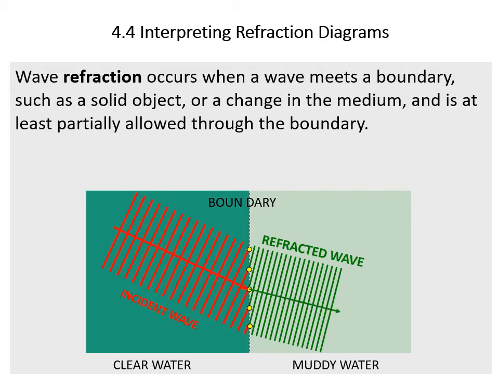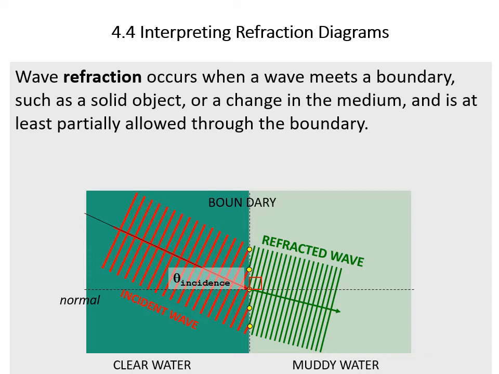We can represent all of these wave fronts using this perpendicular ray. These are the two arrows that are drawn. Notice that we have this dashed line going through the middle, perpendicular to the boundary. This is the normal line. The normal line is always drawn at a 90-degree angle, perpendicular to the boundary. This is how you measure the incident angle and the refracted angle.